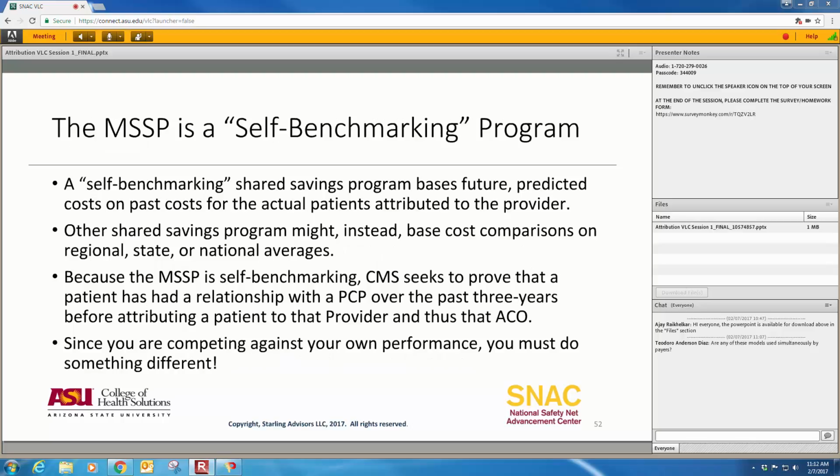It's a self-benchmarking program, and what that means is that the prediction of future costs is based on the history of costs for the precise population of patients that will be attributed to the provider. And this is in contrast, for example, with another shared savings program that might base compensation or base cost comparisons on, say, a regional, state, or national average. This is particularly important for the safety net to understand because your population of patients might be fundamentally sicker, might have more acute social determinants of health, and as a result might have a very different cost profile.